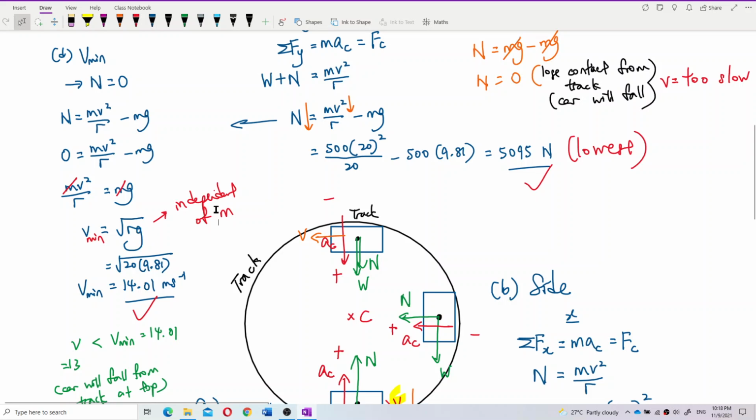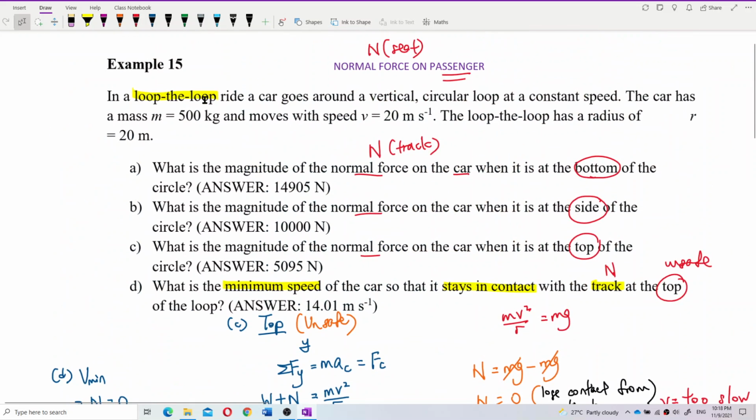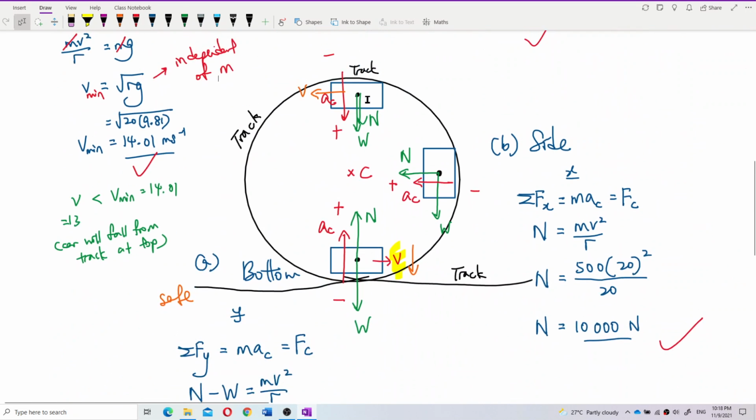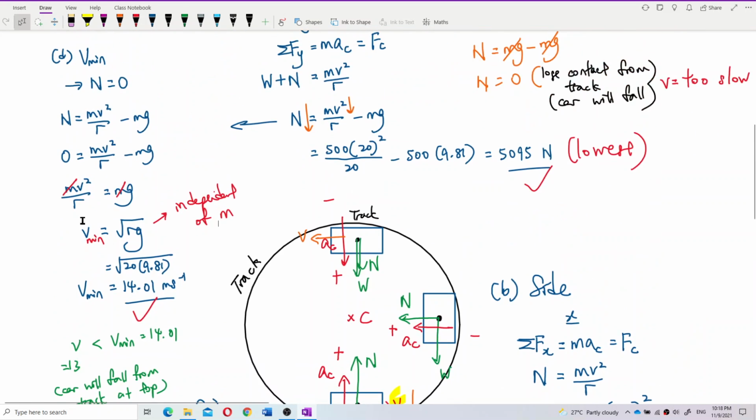So you can use whatever mass of roller coaster, a big car or a small car. The minimum speed needed is independent of how big the car is. It only depends on the radius of the circle and the gravitational pull. It's independent of the mass of the car.